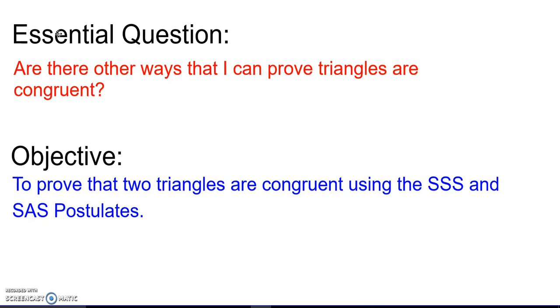So last section we learned the only way to prove the triangles are congruent was by first proving that all of their corresponding angles and all of their corresponding sides were congruent. So SSS and SAS are other ways to do this. Our objective is to prove that two triangles are congruent using the SSS and the SAS postulates.